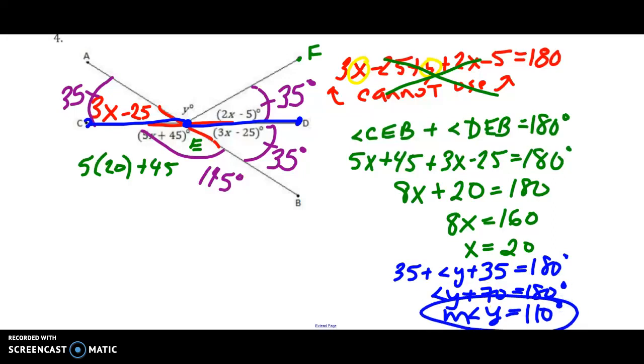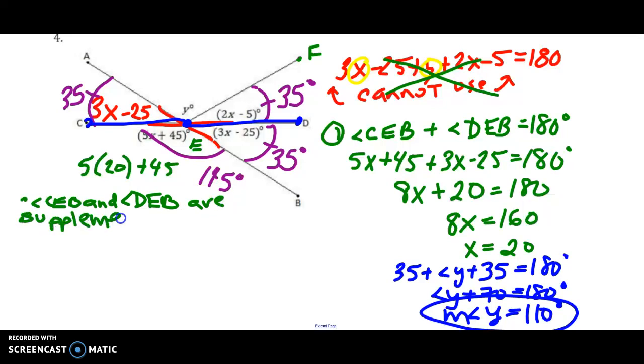So we've found all the angles, we've done part 1, we are now going to do the explanation part. Again, you can bullet this, it doesn't have to be in any kind of paragraph form here. So what did we do first? We said that angle CEB and angle DEB are supplementary angles, and sum to 180. Okay, and we did that to find x and then substitute back in.